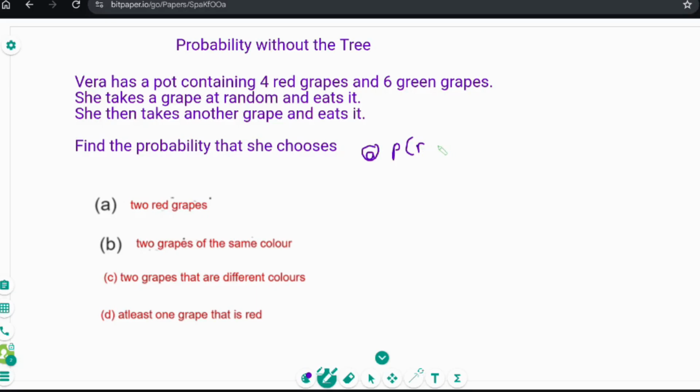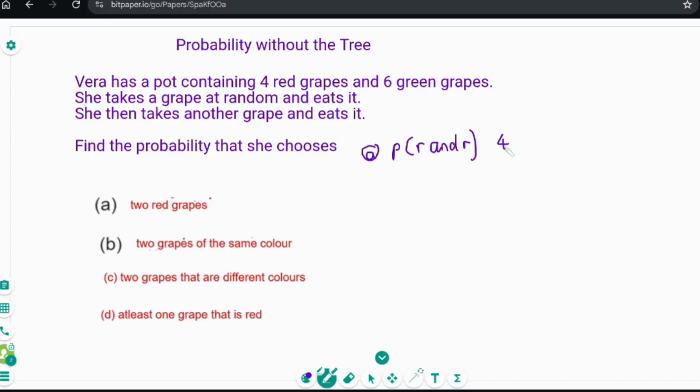So I kind of write it in probability wording first. You want the probability of a red and a red. Usually it's good to get the and or the or in so you know what calculation it is. It's a red grape and then a red grape. So imagine on your tree you've got a red grape first and a red grape second.